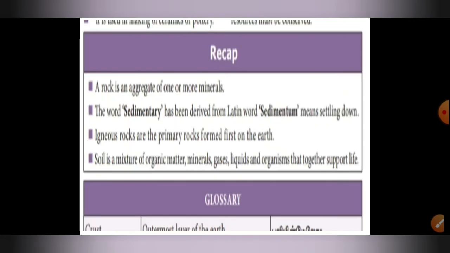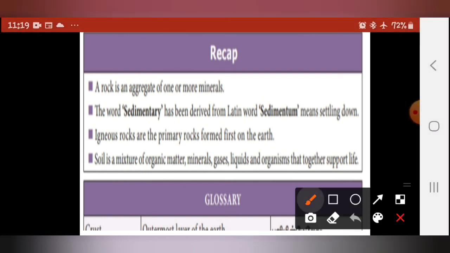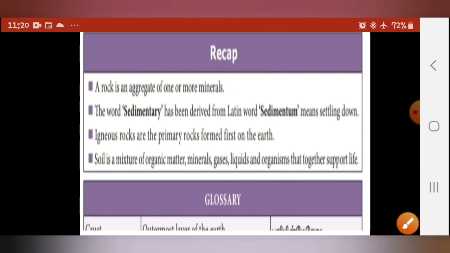So just recap. First point, a rock is an aggregate of one or more minerals. Second point, the word sedimentary has been derived from the Latin word sedimentum, which means settling down. Third point, igneous rocks are the primary rocks formed first on the earth. Fourth point, soil is a mixture of organic matter, minerals, gases, liquids, and organisms that together support life. These are the recap and important points we have seen.